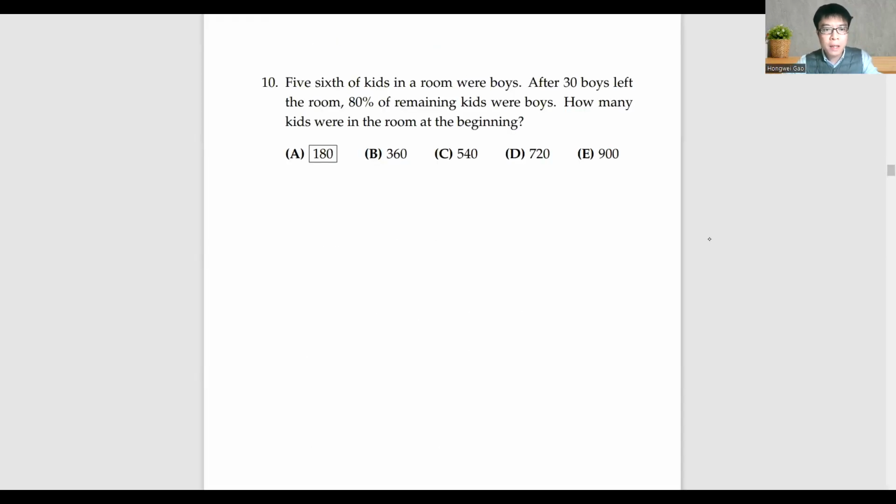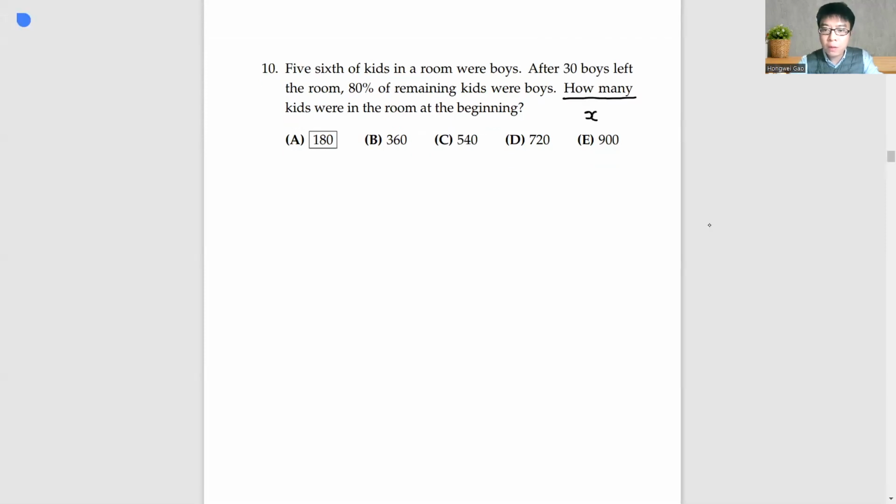Question 10. 5/6 of the kids in the room were boys. After 30 boys left, 80% of the remaining kids were boys. The question is how many kids were in the room at the beginning. Well, let's just assume there were x kids in the beginning. So we set up this table. Boys are 5 over 6 x, and the total initially is x kids.